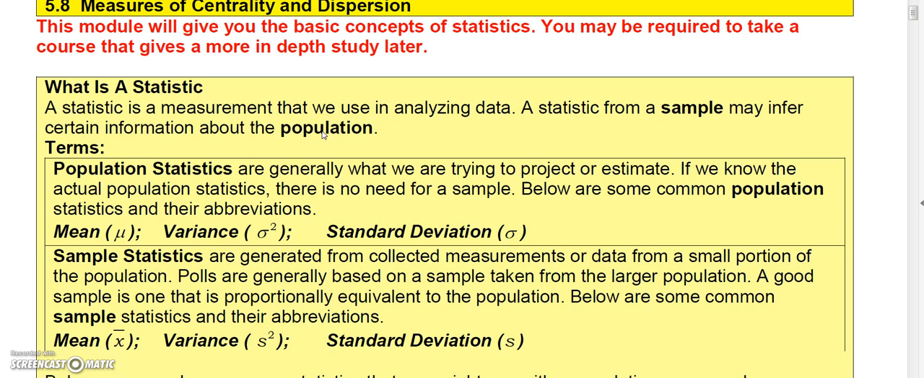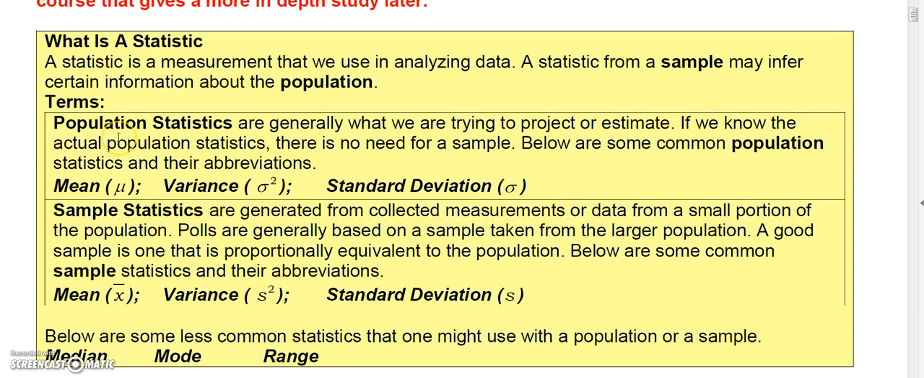So, for instance, maybe you wanted to measure the average age of a certain population, and you don't want to measure every person or every element in the population, so you just take a sample and then you find the average age of that sample, and then you use that average to infer information about the average age of the population. So we really have two types of statistics.